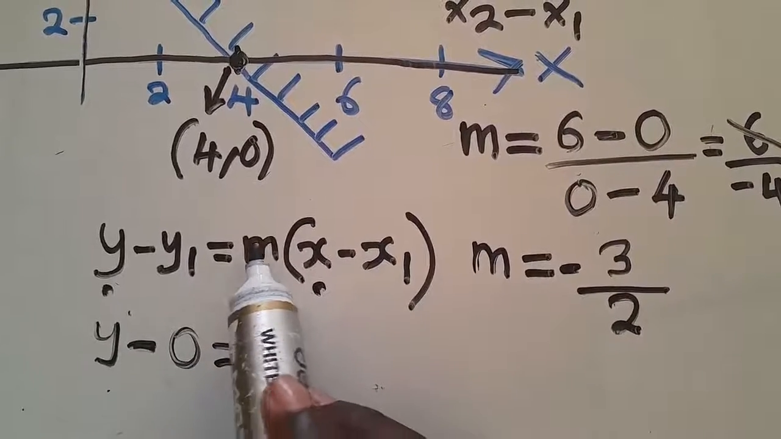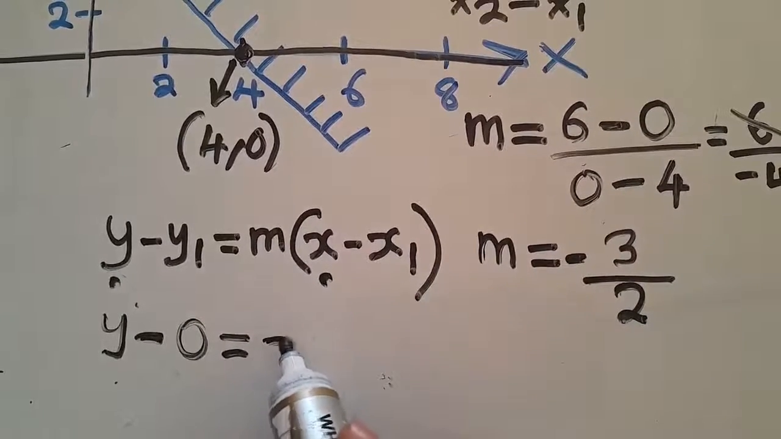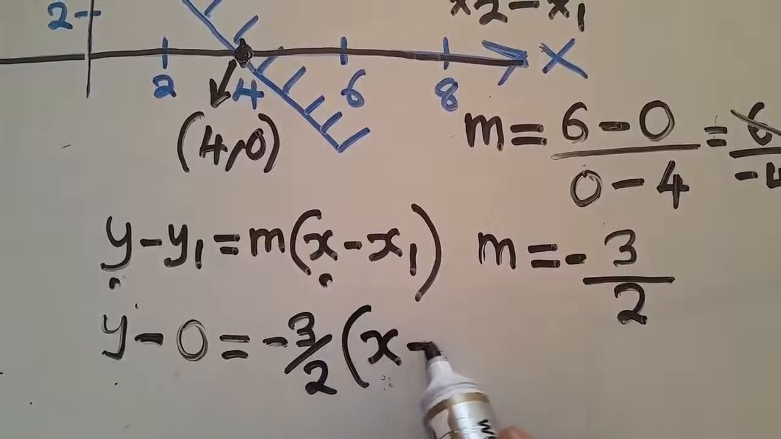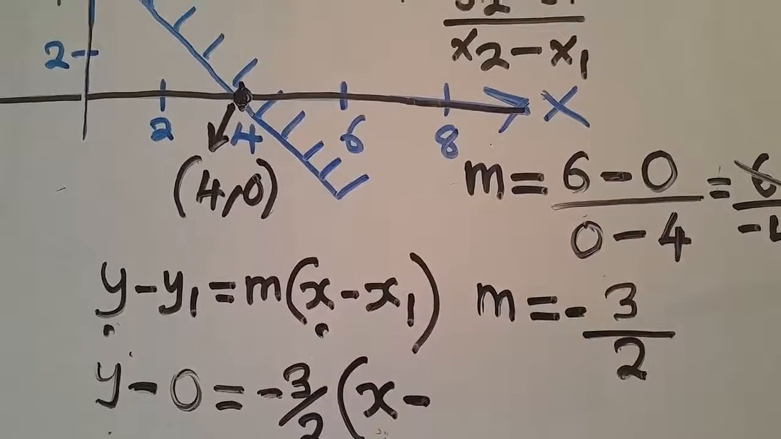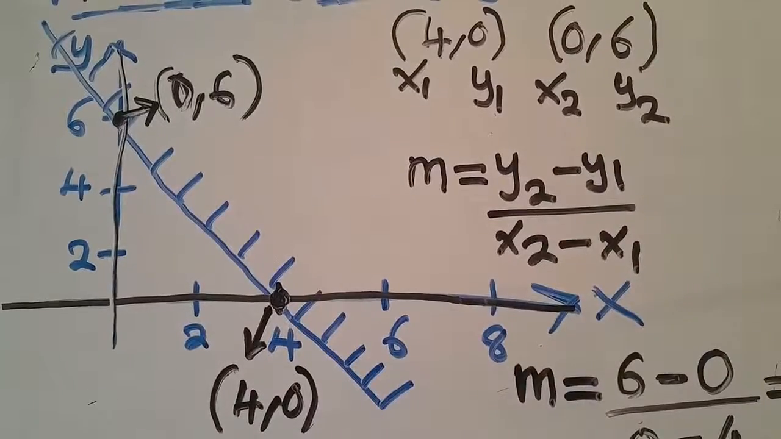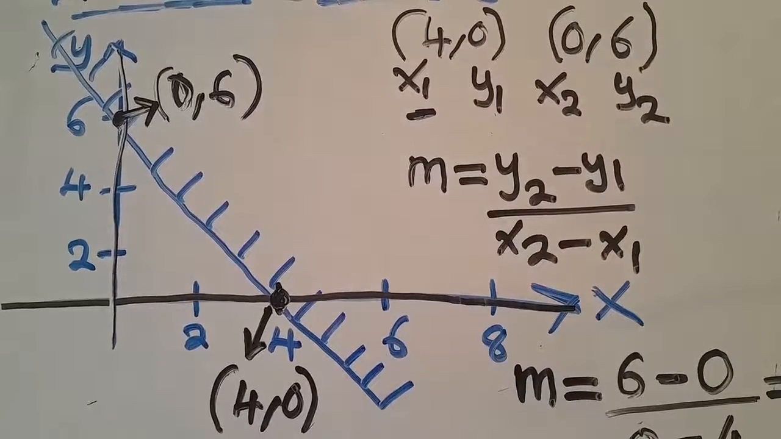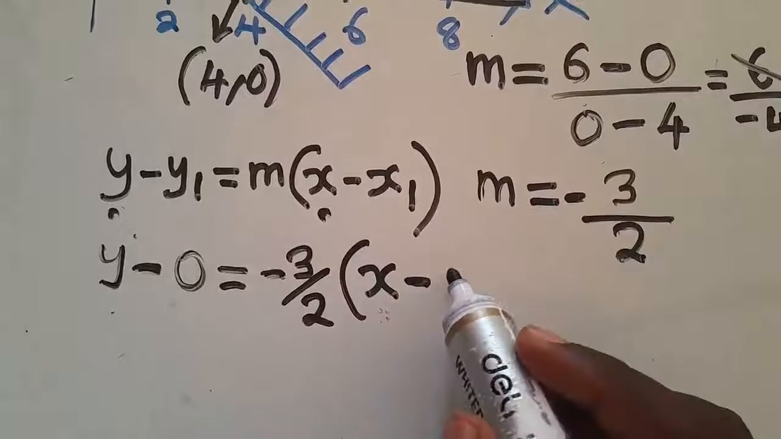What is your gradient? This is your gradient, negative 3 over 2, x minus. I told you that this is a constant. What is your x1? You check. What is your x1? 4. You put your 4 there.